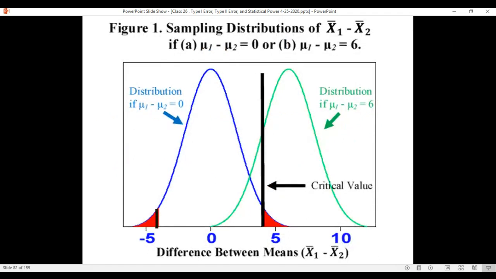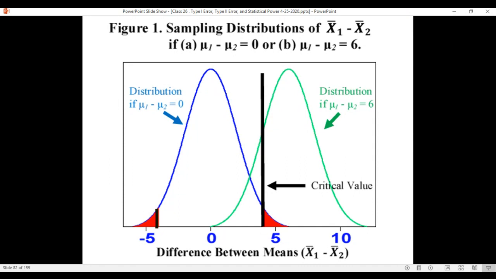These are two sampling distributions for the difference between two means. The sampling distribution on the right is the true sampling distribution. The true difference between the two underlying population means in our example is 6. And as you can see, the mean of this sampling distribution is also 6, right? Because it's the sampling distribution of the difference between the two means. So when the population means differ by 6, the mean of this sampling distribution is also 6.